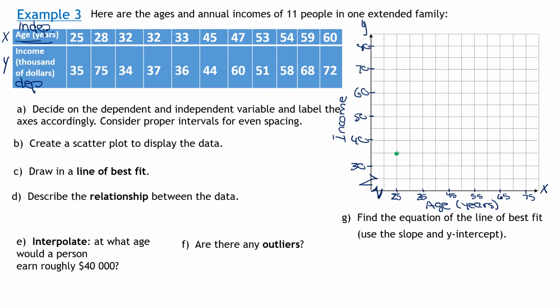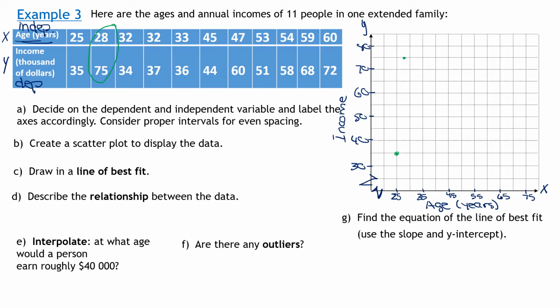My next one, so this is my second pair here, 28 and 75. So that's a little harder to do. 28, I'm not really sure where to put that, but that's okay. I'll just estimate my best. And way up, this is that 28-year-old male or female making a lot of money. So this person is really not following the trend of the rest of their family. They're making $75,000 at a young age. So I think about here might be a dot for that one.